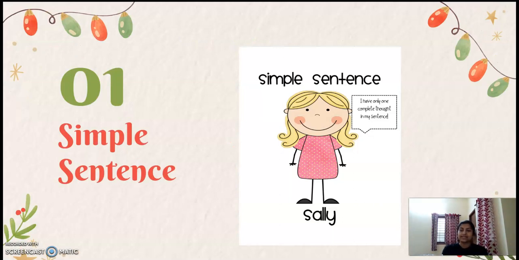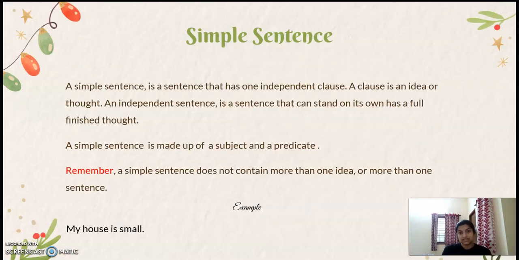So, first, a simple sentence. A simple sentence is a sentence that has just one independent clause. A clause is an idea or a thought. An independent clause is a sentence that can stand on its own and has a fully finished idea or thought. So, a simple sentence has one subject and a predicate. Remember, a simple sentence does not contain more than one idea or more than one sentence. For example, my house is small. It's just one idea. My house is small.